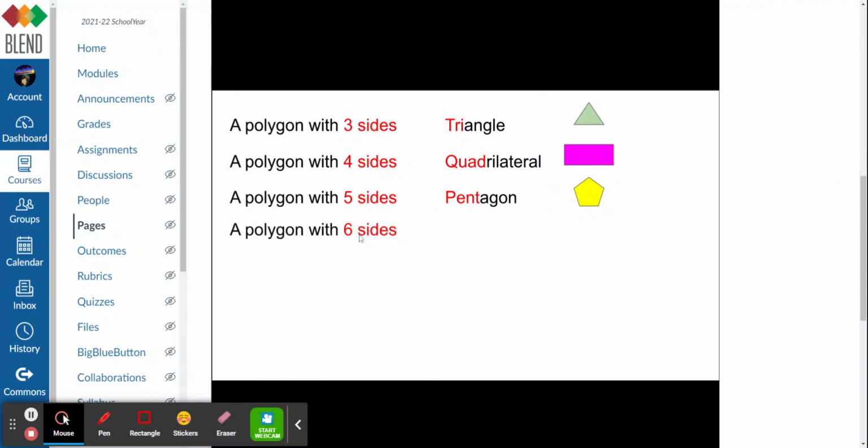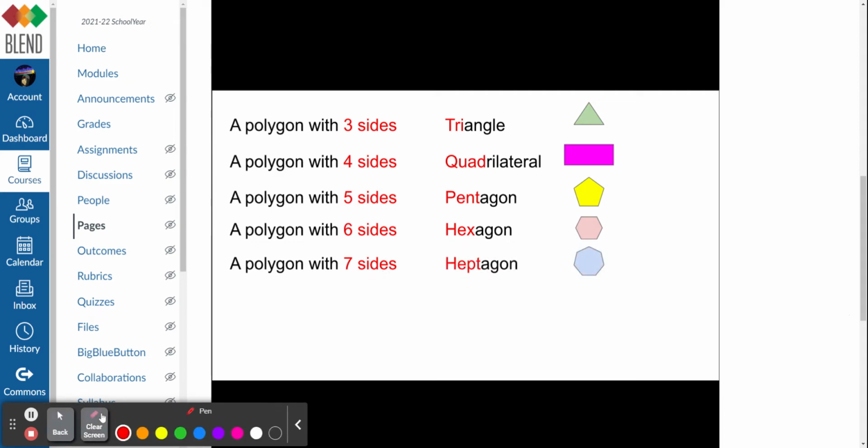Alright, so moving on, a polygon with 6 sides is called a hexagon. Hex, 6, they both have X in the word. Might help you remember. A polygon with 7 sides is called a heptagon.